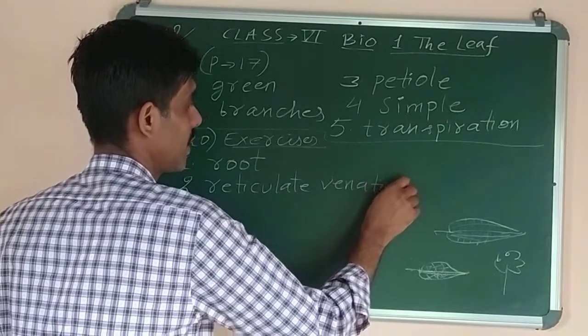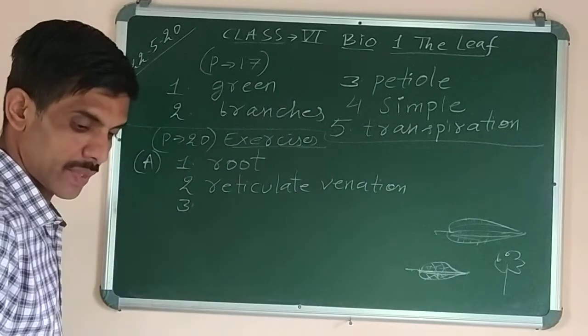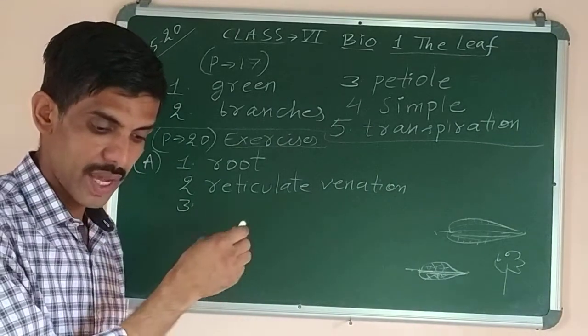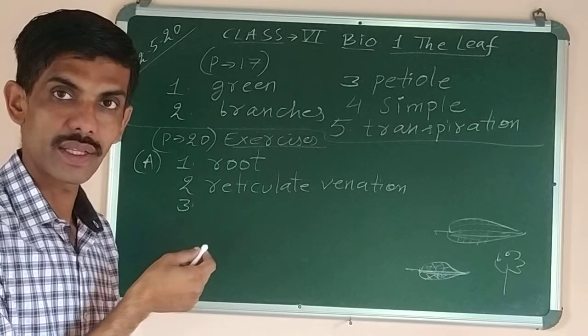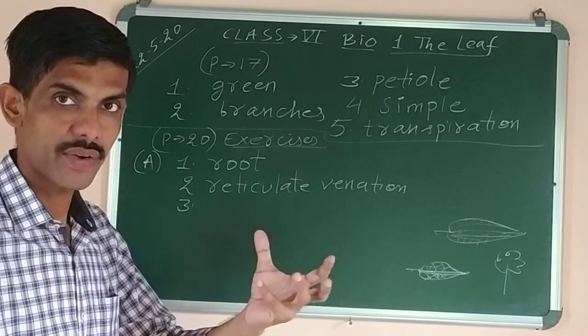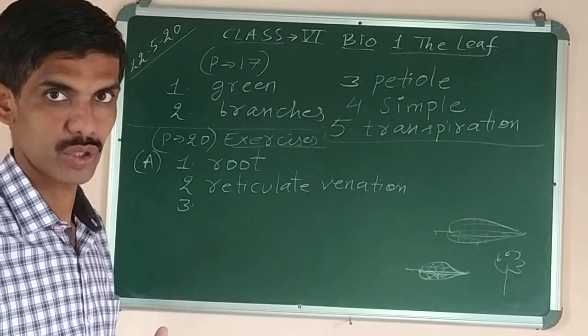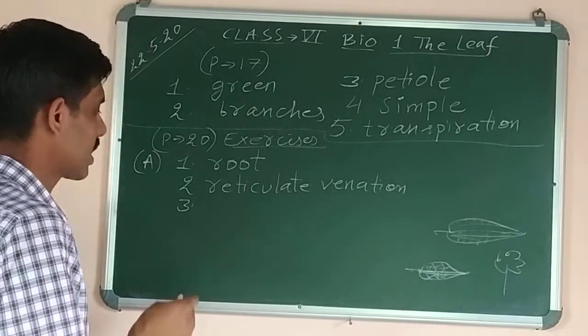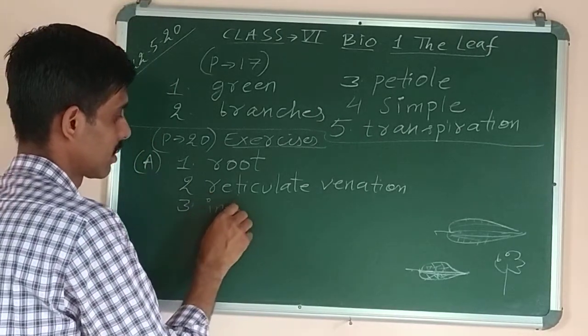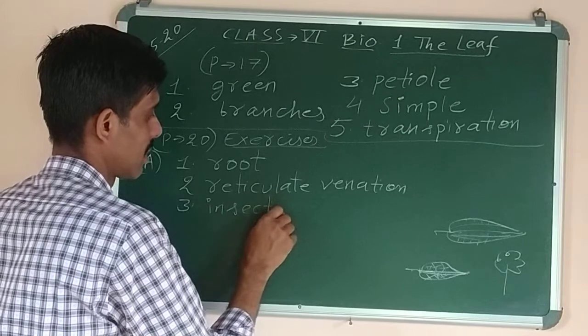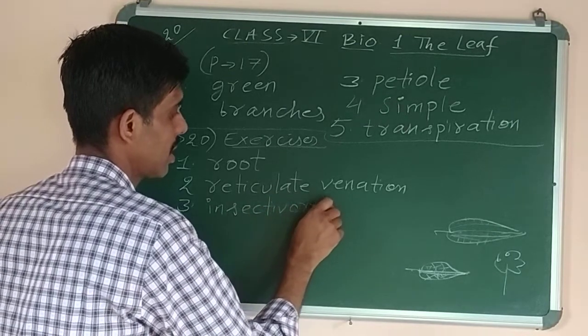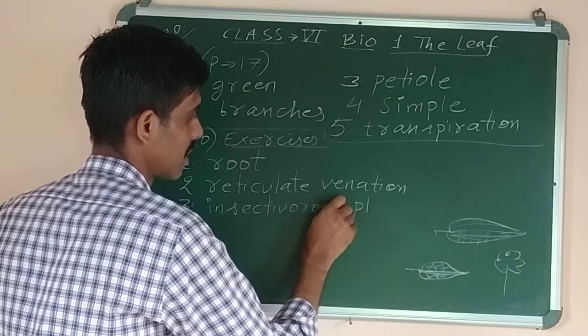Okay, reticulate venation. Then the third one is the type of plant that traps and digests insects. There are some plants which can trap the insects and digest them also, meaning eat them. They are called insectivorous plants. Okay, what are they called? Insectivorous plants.